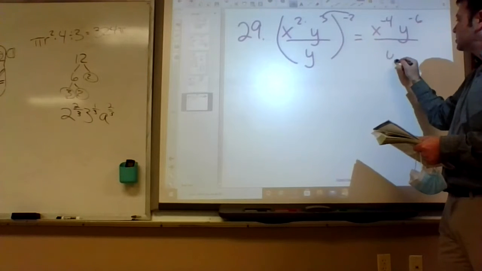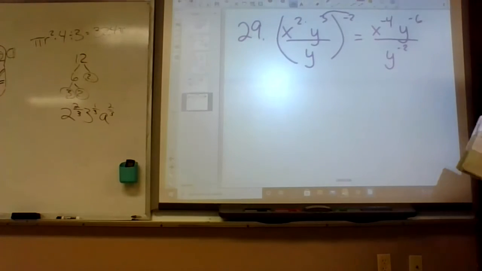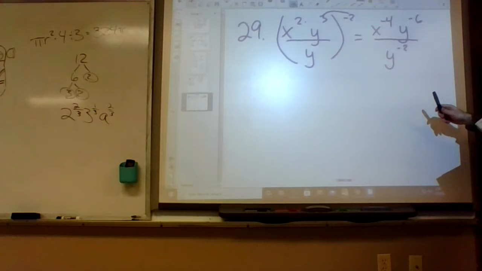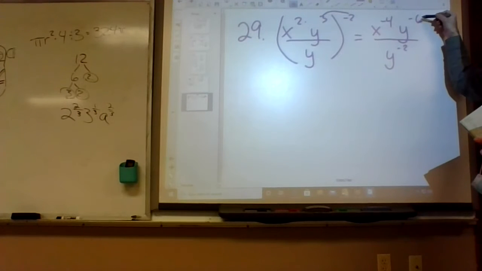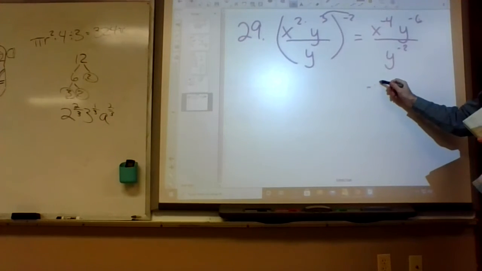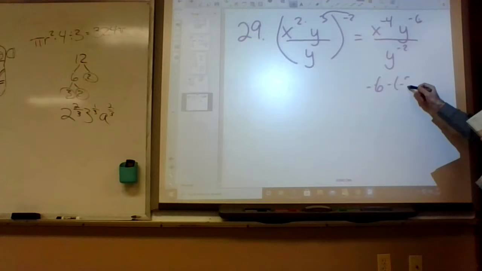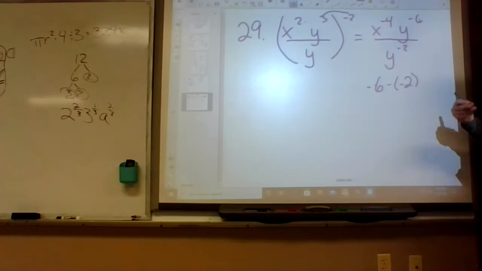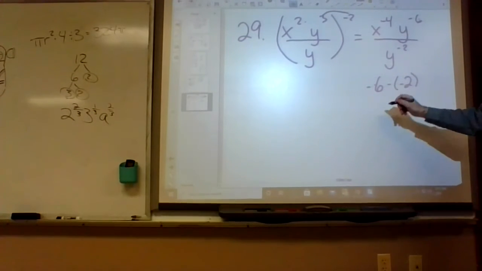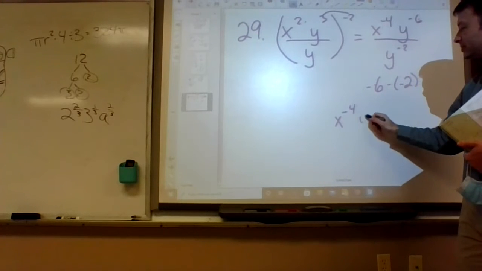Negative. Okay. Now let's fix this a little bit. Let's do the y's. How do I do the y's? Add 2. Or negative 1. Yeah, you're right. It's negative 6 minus negative 2. It's kind of confusing because of all the minus signs. Plus. So it's negative 6 plus 2 is negative 4, so Will and Emily are right. So it's y to the negative 4, and x was already to the negative 4.